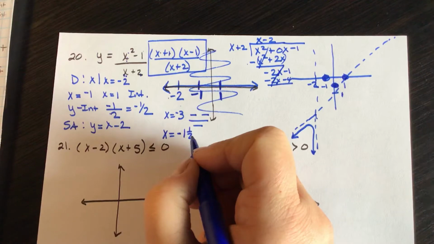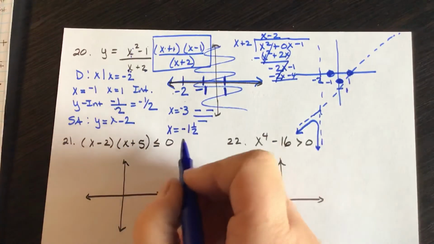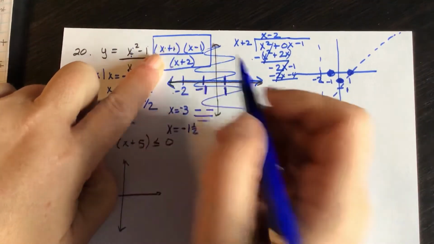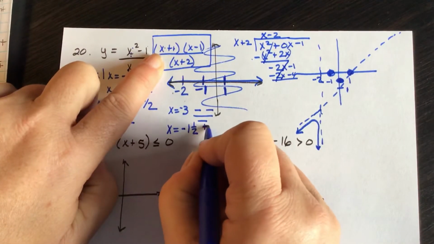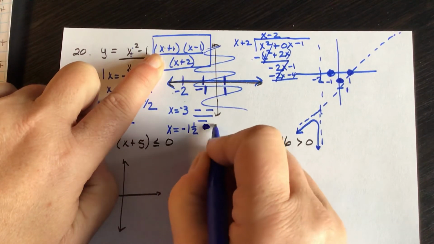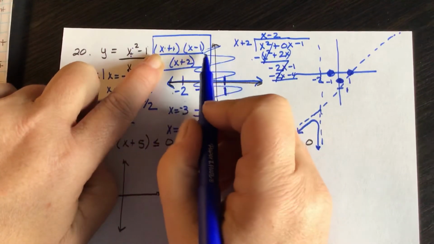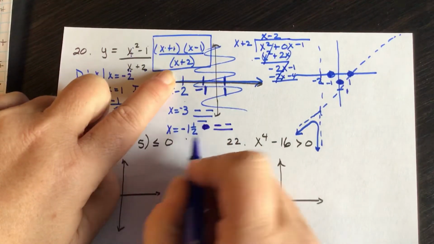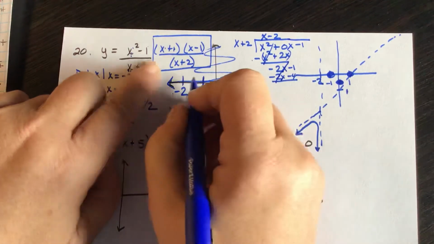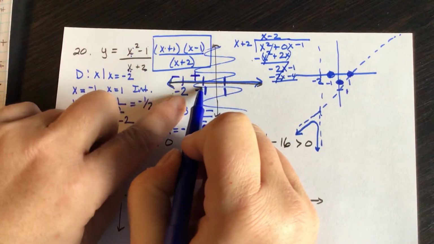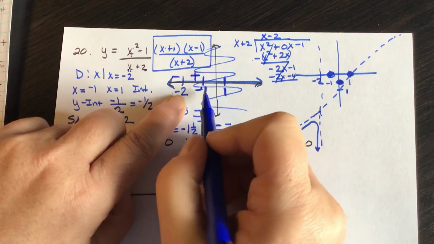At -1.5, plug it in here. -1.5 plus 1 is positive. Nope, it's negative, sorry. So let's do negative here. -1.5 minus 1 is negative, and when I add 2, I get a positive value. So this section in between -2 and -1 is positive.